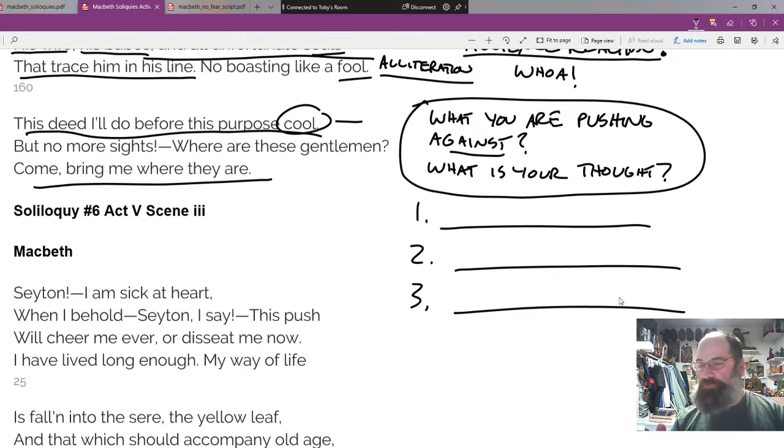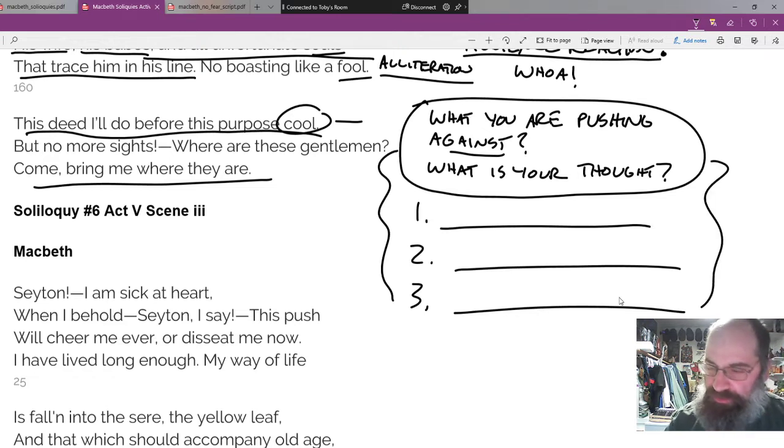Either way, it's always a good approach to come back to this. The thesis plus 3. All right, what am I thinking? 3 reasons why I think that's true. That way, when you go into the text, you can look for evidence to back up your reasons, and that's how you establish a line of reasoning in the text.